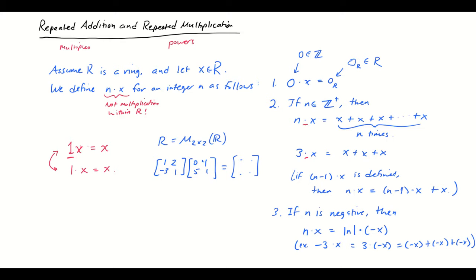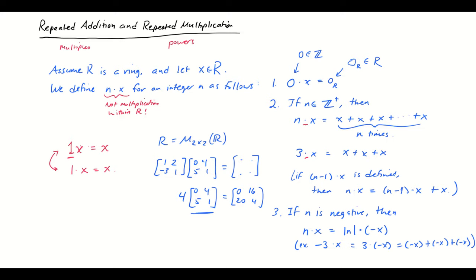But I can also multiply this same matrix, 0, 4, 5, 1, by just an integer, like 4. And that would be the result of adding this thing to itself 4 times. And that would come out to 0, 16, 20, 4. Same thing that you would get by multiplying the matrix by a scalar in linear algebra. They behave the same way. Okay, so that's repeated addition.